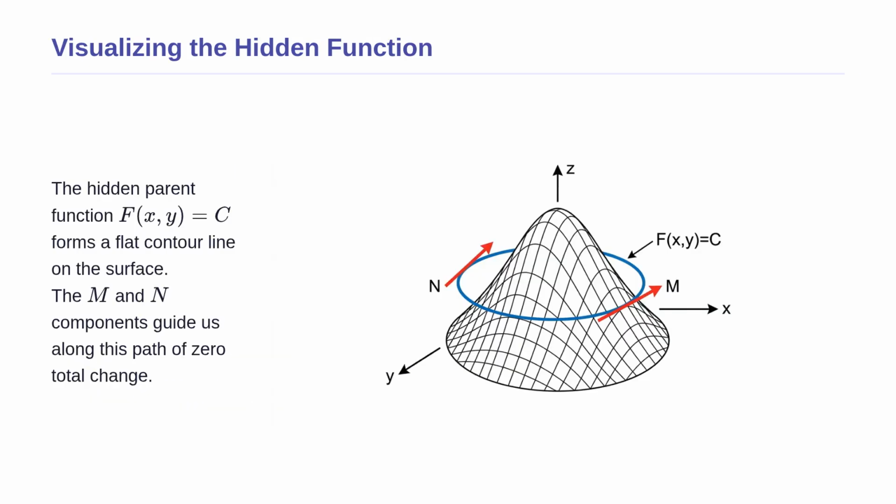Before we solve an equation, let us visualize what we are looking for. Here is our hidden parent function, represented as a mountain. The flat contour line represents our final solution, where the total change is zero. The arrows show how the m and n components guide us along the surface. By piecing these horizontal and vertical components together, we can reconstruct the entire shape of the mountain. Let us see how this works with a concrete example.